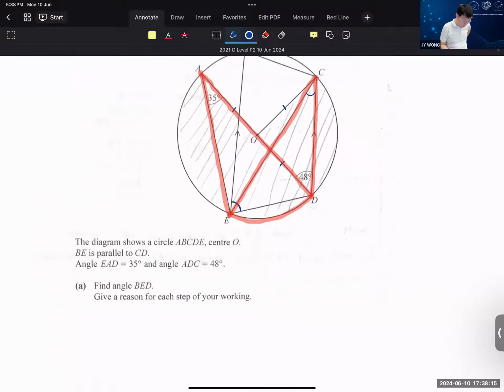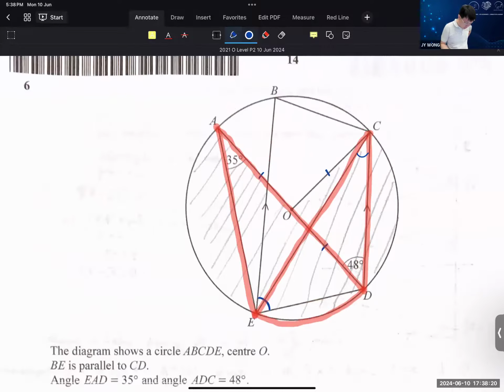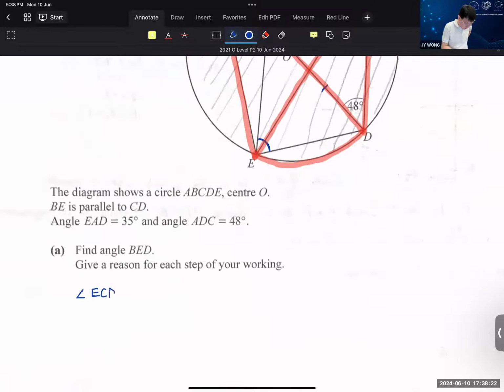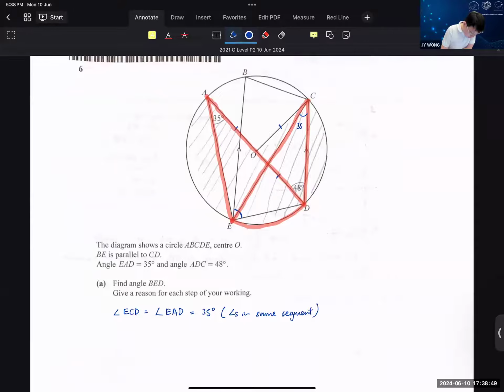So we can go ahead and find that. Angle ECD is equal to angle EAD, which is equal to 35 degrees, because angles in same segment. Please do not shorten the word segment. Some of you like to write SEG. No, not acceptable. Okay, so 35 degrees, label it.